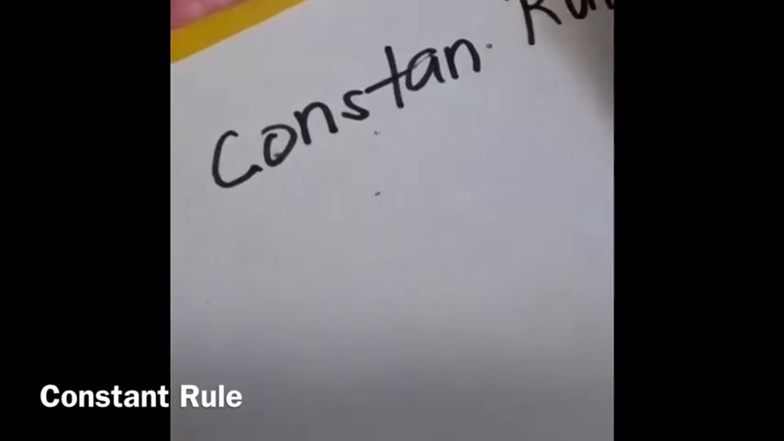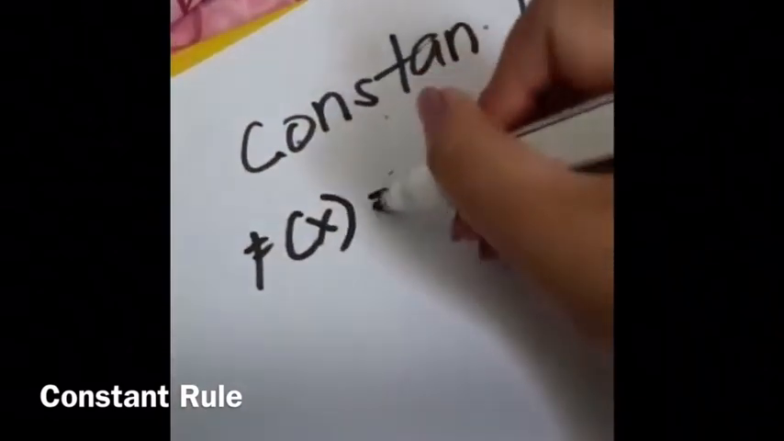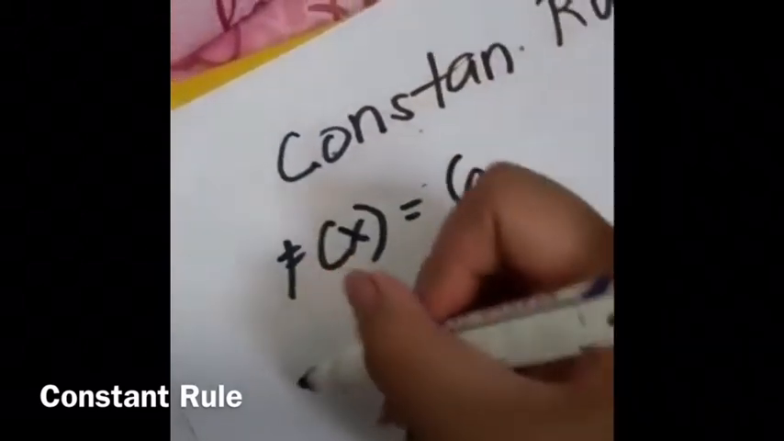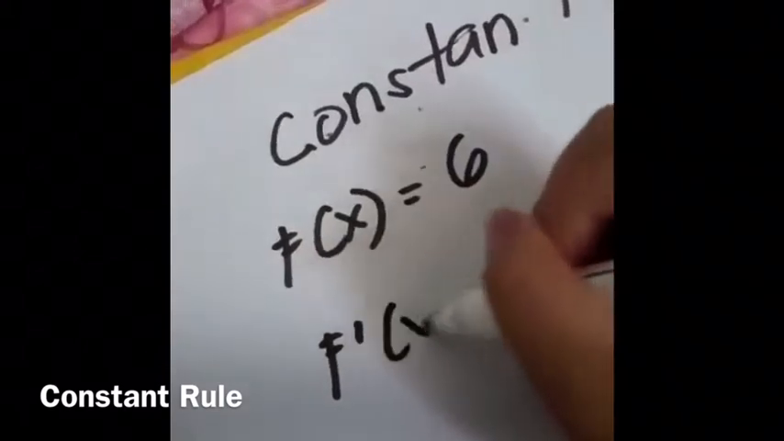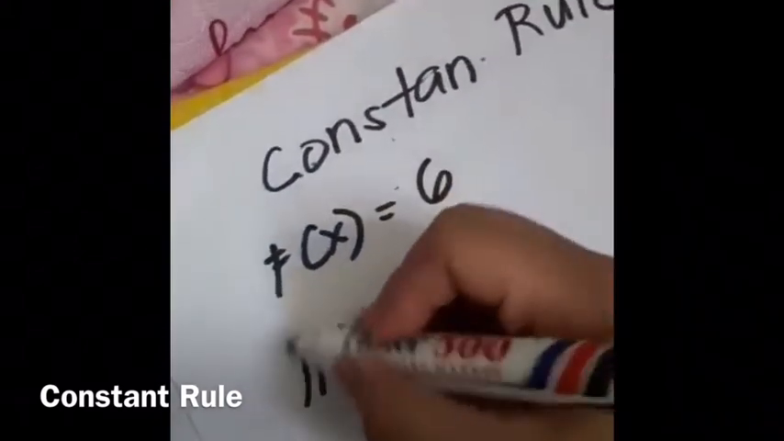Constant rule. F of x is a real number, example 6, and f prime of x is equal to 0. Constant rule, and this is the final answer.